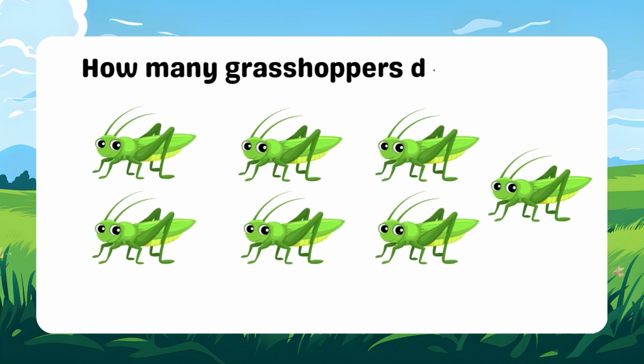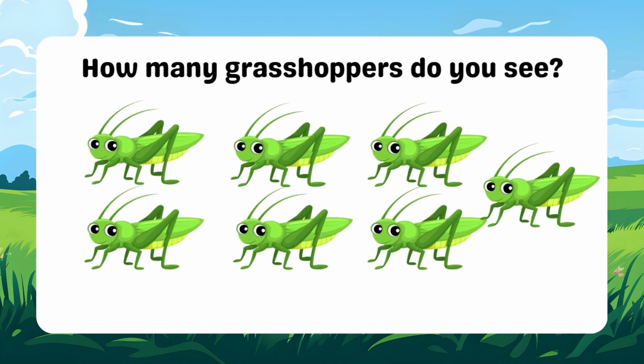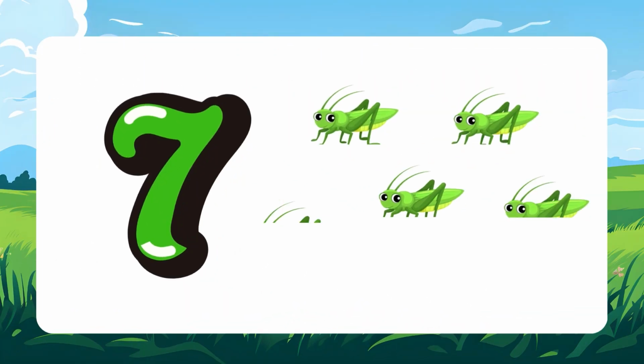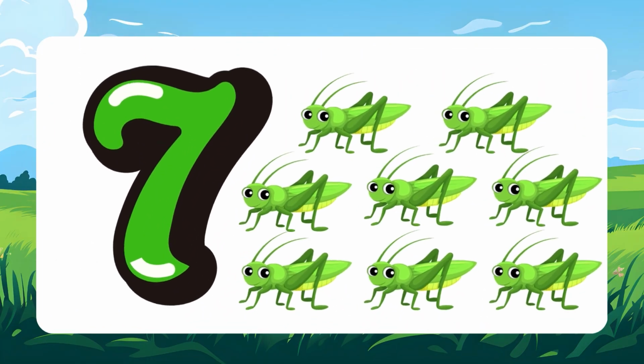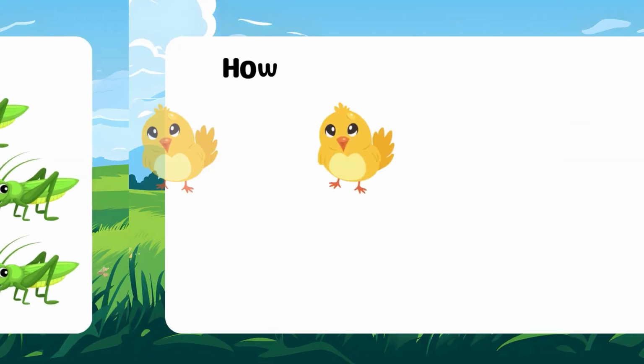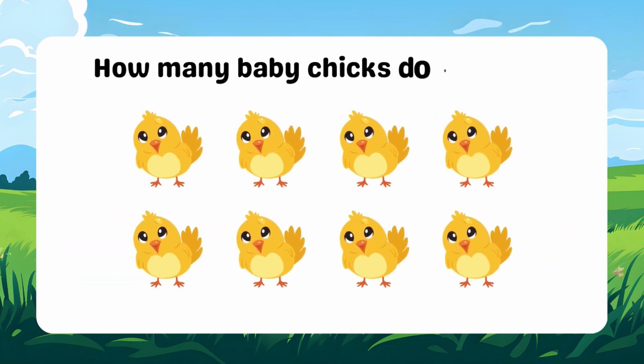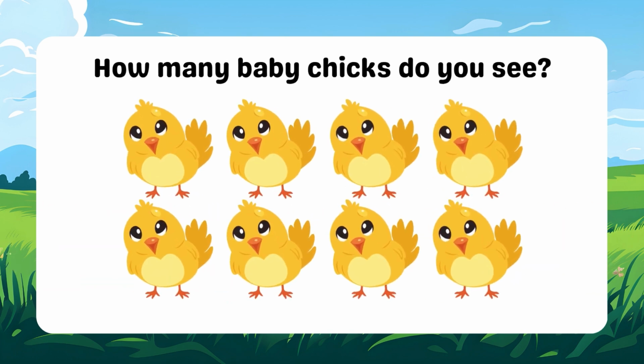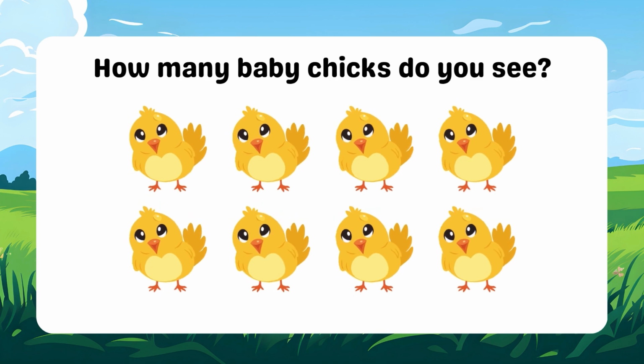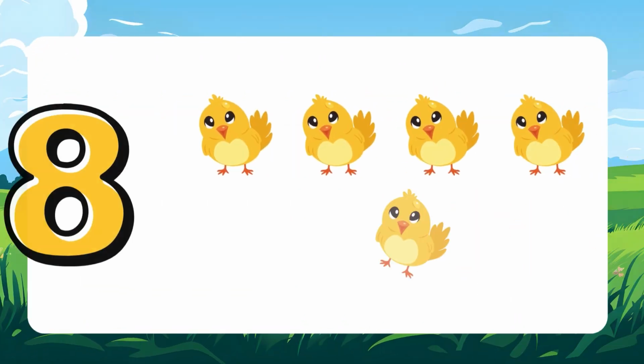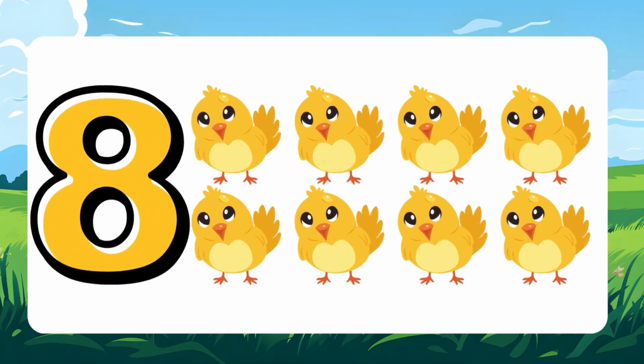How many grasshoppers do you see? 1, 2, 3, 4, 5, 6, 7. That's correct. 7. How many baby chicks do you see? 1, 2, 3, 4, 5, 6, 7, 8. That's correct. 8.